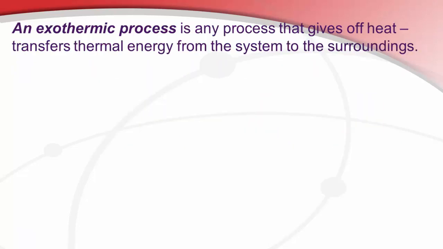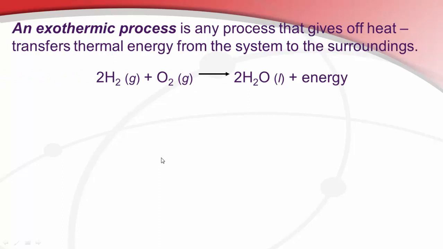So next, we'd like to define a couple of processes. And these are processes mainly with which you're already familiar, but we're going to categorize them carefully now such that we can gain a better understanding of our universe by observing these. So an exothermic process is a process that gives off heat. So it transfers thermal energy from the system to the surroundings by virtue of the process.